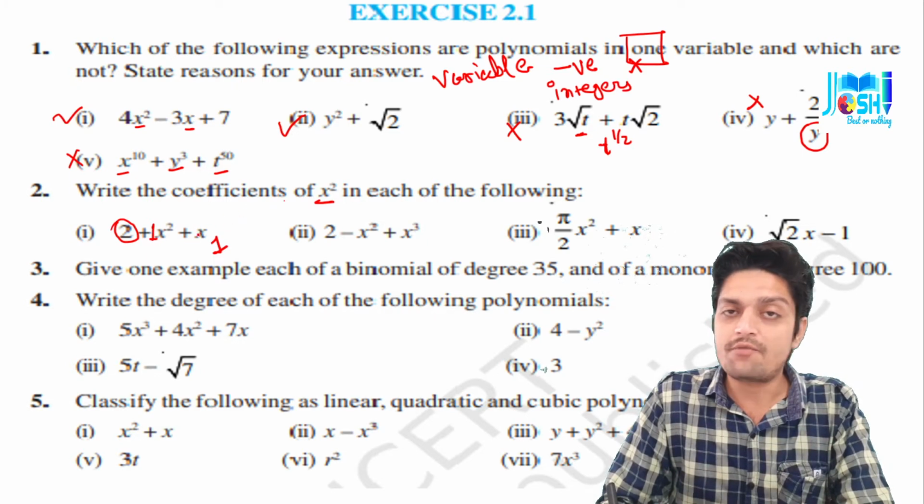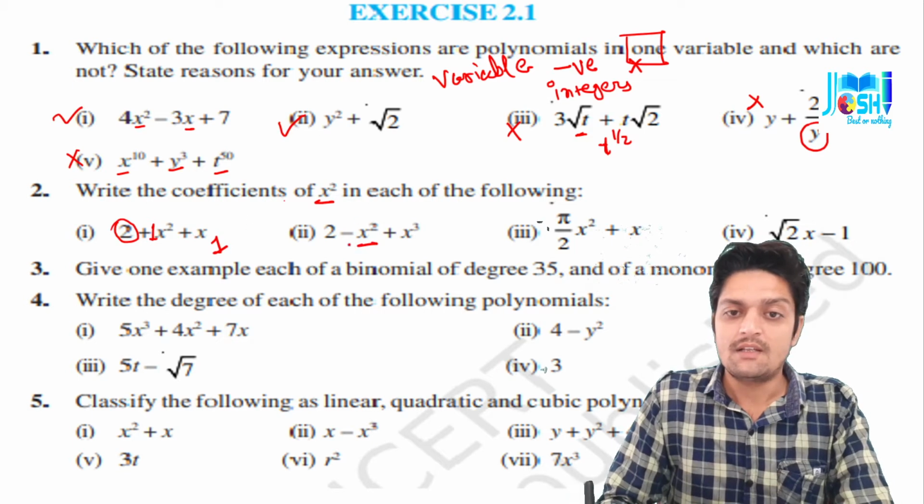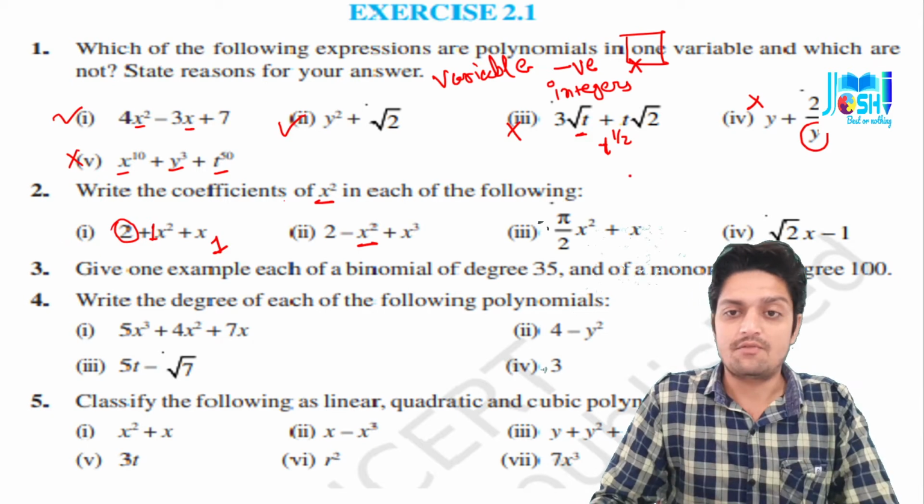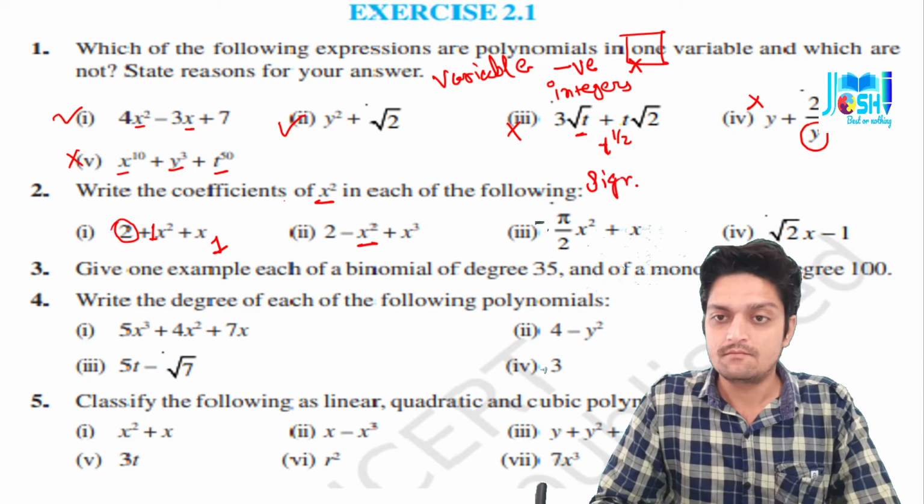So here this x coefficient will not be considered. If nothing is given, then 1 is there, but we have to consider the sign also. See here, sign and coefficient.